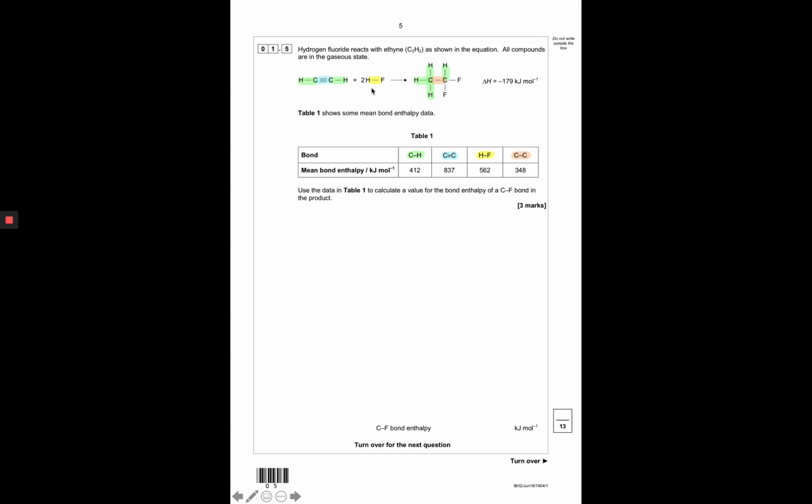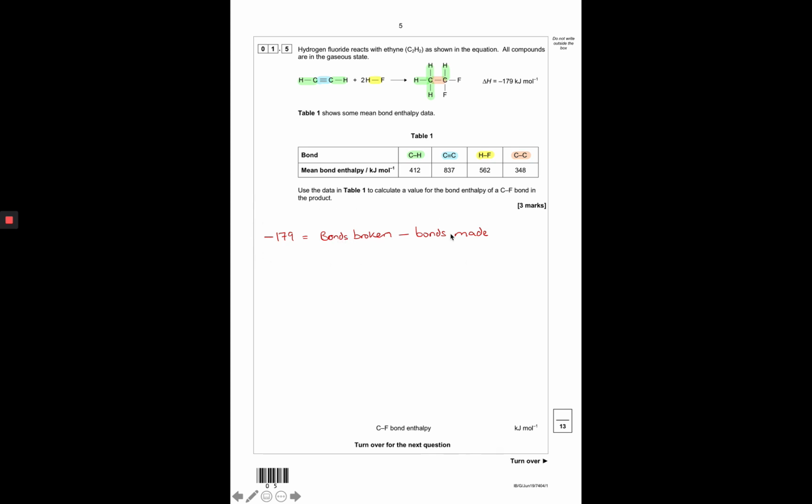So maybe one approach would have been to cross out the 2 and draw another HF, just to really spell it out. We just write out what we know for sure.